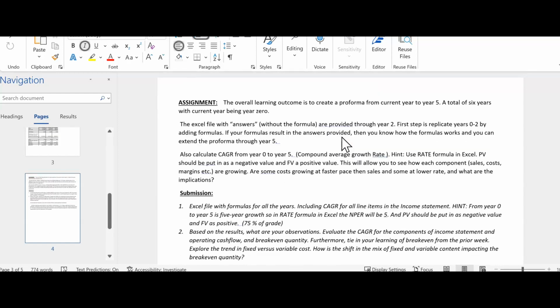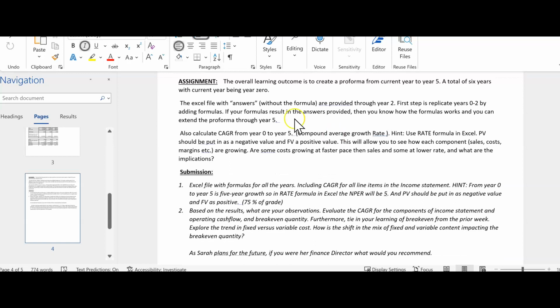So what is the overall learning? The overall learning outcome is to create a pro forma from the current year to year 5, a total of 6 years. Obviously to do that, use the Excel file with answers without the formulas that are provided through year 2, like I mentioned before.